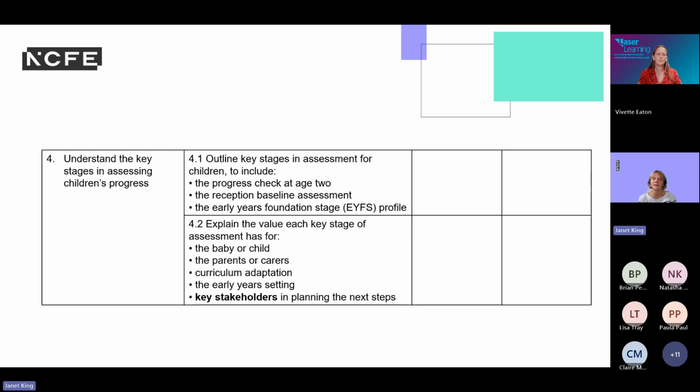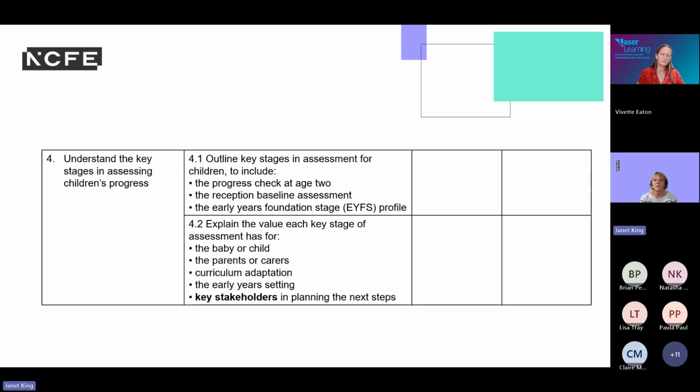So really just having examples of those to share and think about, and maybe that can open up discussions, bringing in any experiences that they may have of children of these age ranges. And if not, then we're looking at that from a knowledge base, because it is an understand. We're then explaining the value each key stage of assessment has.